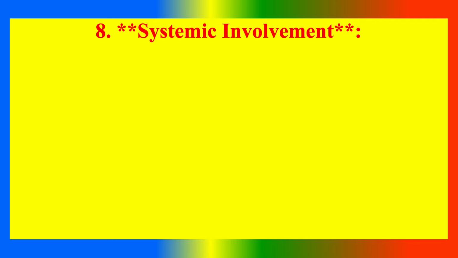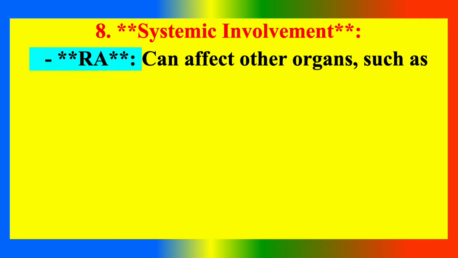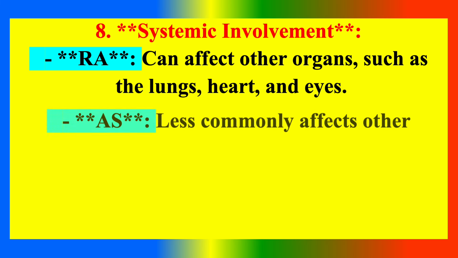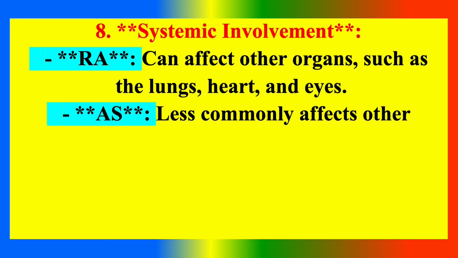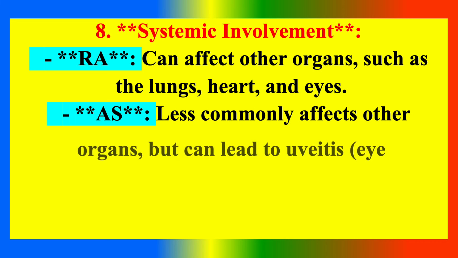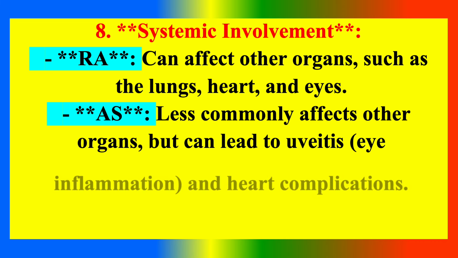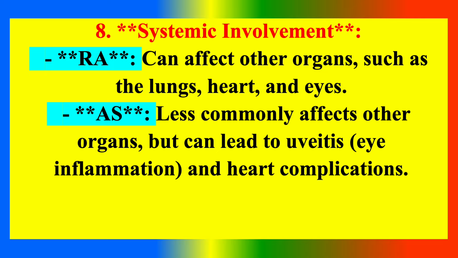Eight, systemic involvement. RA can affect other organs such as the lungs, heart and eyes. AS less commonly affects other organs but can lead to eye inflammation and heart complications.